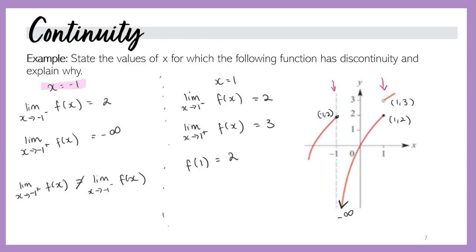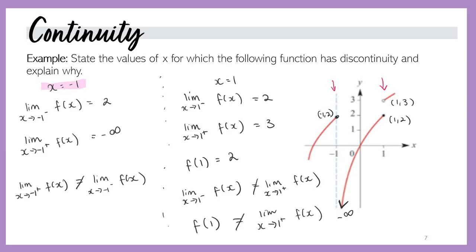Okay, so we have 2 rules here that are broken. The first one is that our limits from both sides are not equal. Okay, so we can write that out, right? We can say our limit as we approach 1 from the negative side is not equal to when we approach from the positive side, right? And then the other thing is that our f of 1 is not equal to our limit as it's coming in from the positive side. Okay, so we've got 2 rules there that were actually broken at x equals 1.